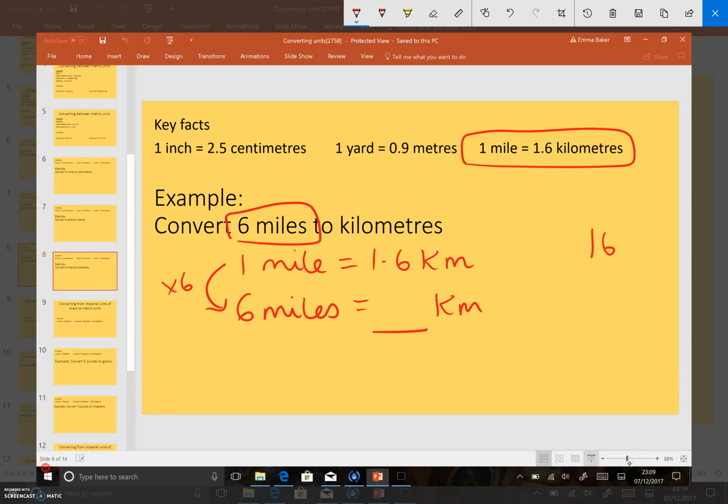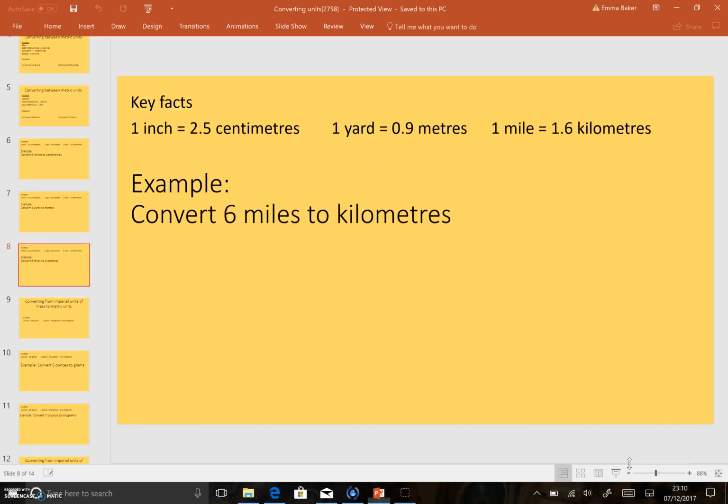So I've got to do 1.6 times 6. 6 6s are 36, 6 1s are 6, add on the 3 is 9.6 kilometres. Always think to yourself, does that seem like a sensible answer? And in this case, I think it does. Right, so that's length, okay?